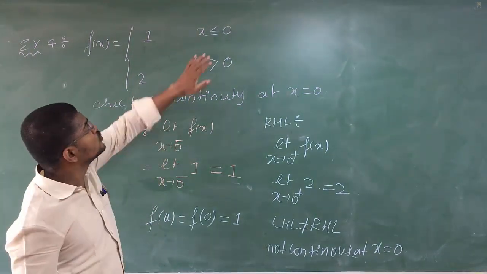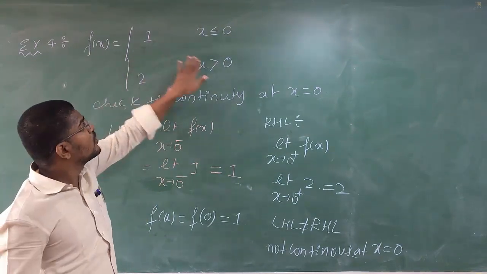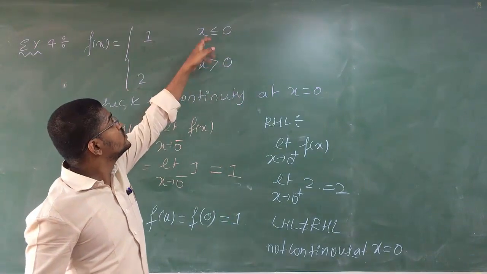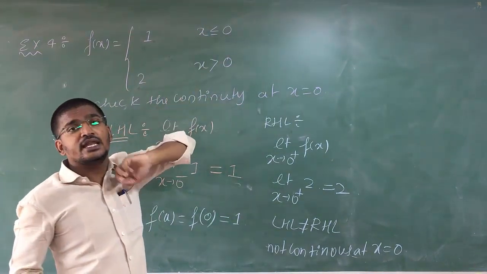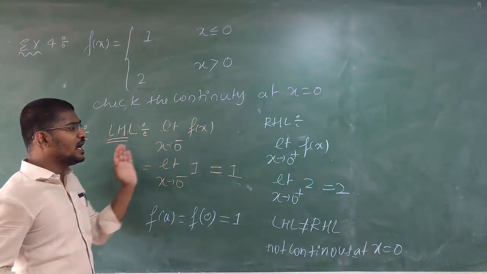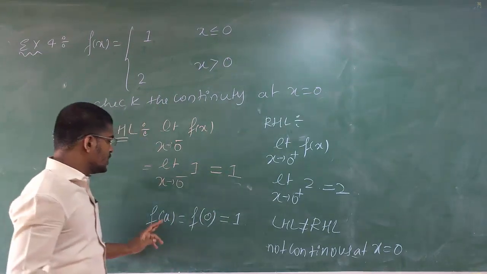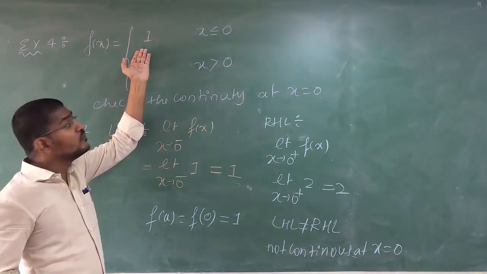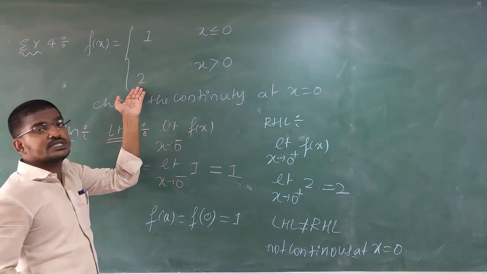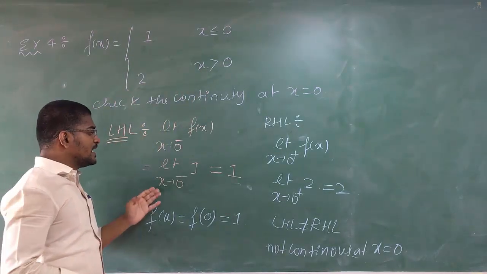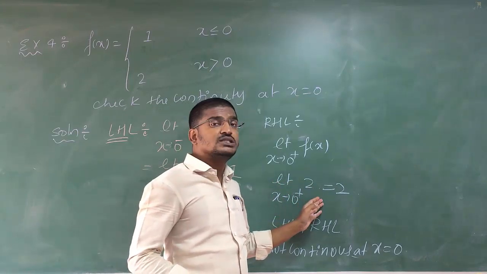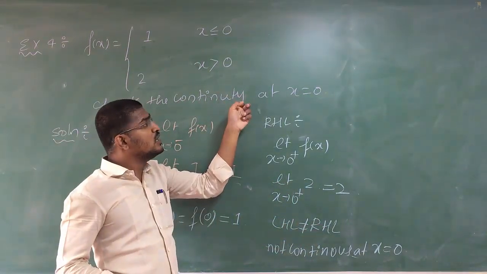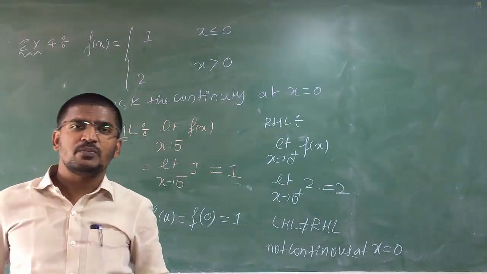Clear? For LHL you should choose lesser than term. For RHL you should choose greater than term. For equal, you see where they have given the equal sign while calculating LHL and RHL and f of a. For LHL directly they have given it is 1. For RHL they have directly given it is 2. So no problem. LHL is not equal to RHL. Hence it is not continuous at x equal to 0. Very simple problem.